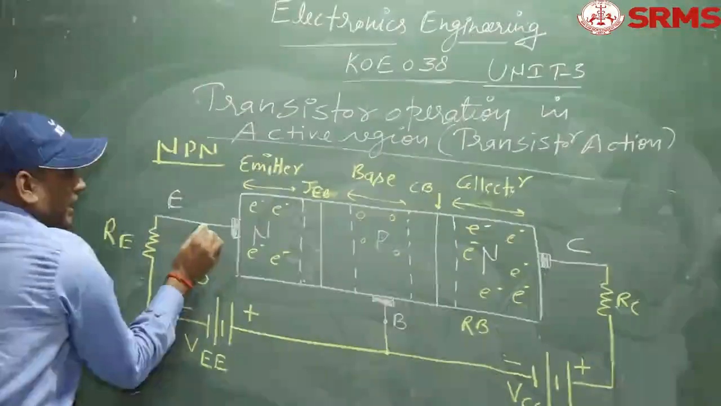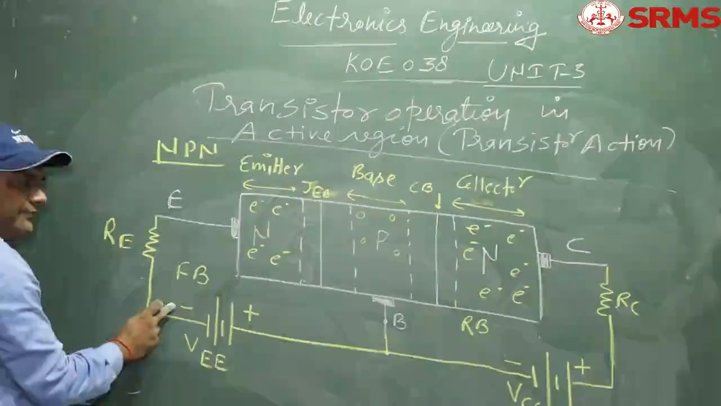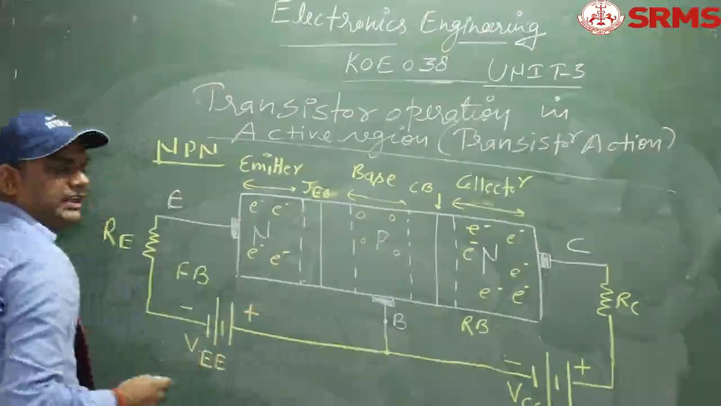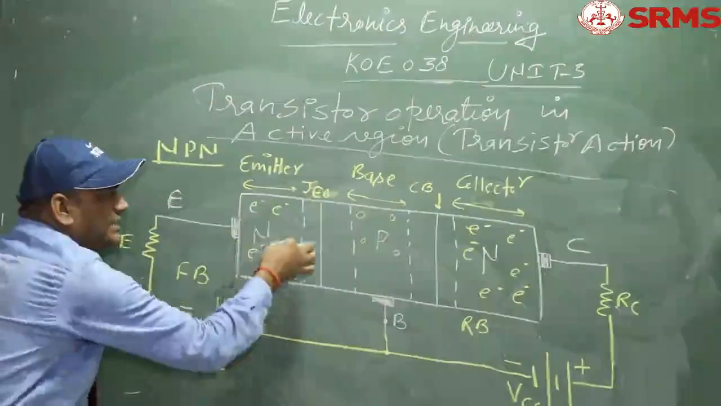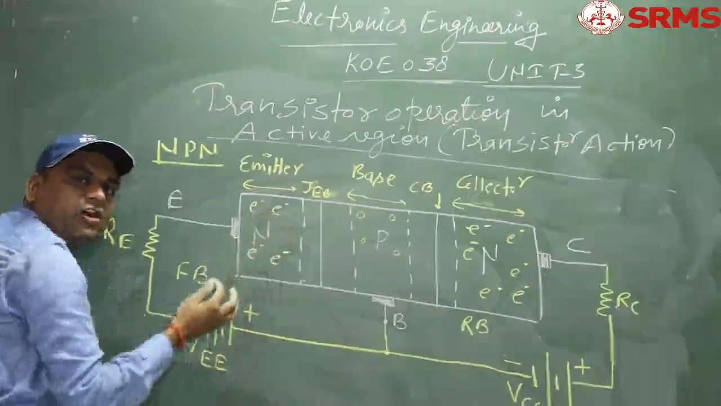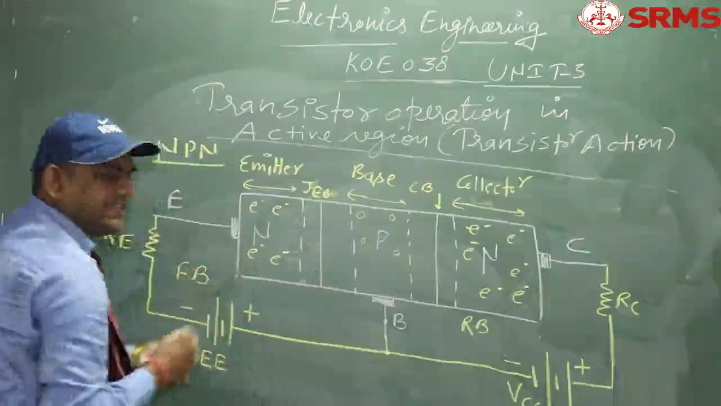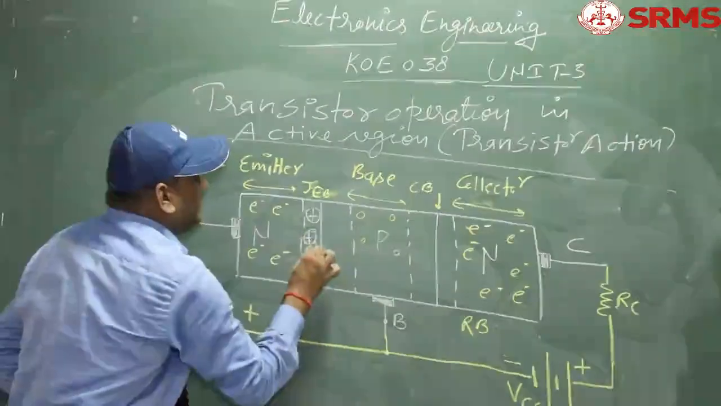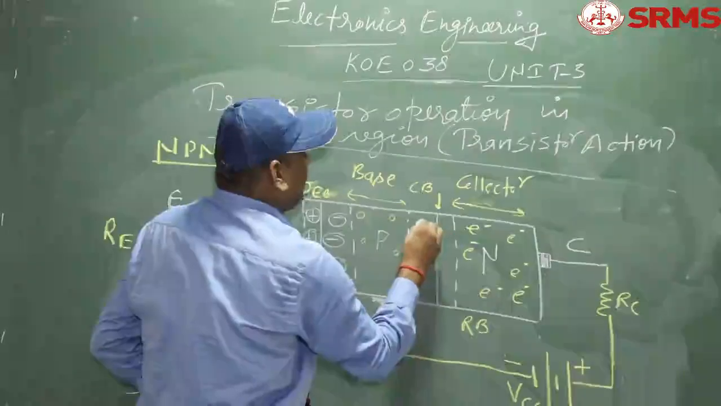Now, if we apply a forward bias voltage, that means a negative voltage at the emitter terminal with respect to the base terminal, what is going to happen? These electrons, which are the majority charge carriers in the emitter region, are going to repel and move towards the base. Is that clear? That region is defined as a depletion region. We have already understood the concept of depletion region.